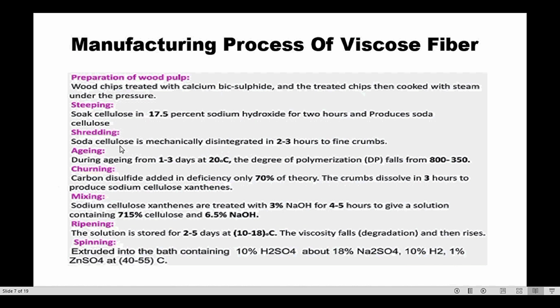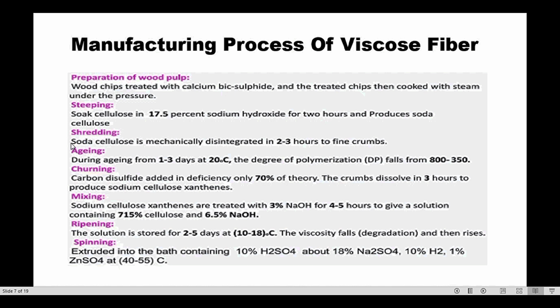Manufacturing process of viscose fiber. Preparation of wood pulp: as I have discussed, mostly it is derived from the wood pulp of different plants, and the first step is preparation of wood pulp. Wood chips are treated with calcium bisulfide and the treated chips are then cooked with steam under pressure. The second step is steeping: cellulose is soaked in 17.5% sodium hydroxide for 2 hours to produce soda cellulose.